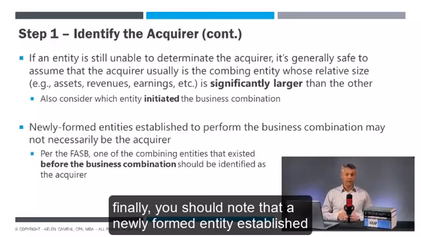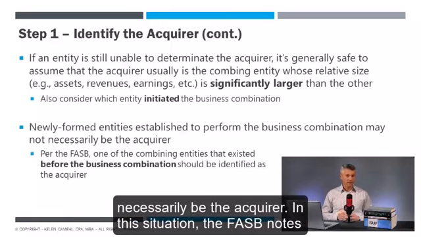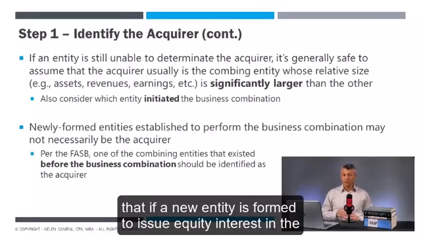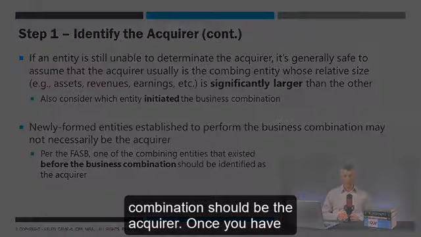And finally, you should note that a newly formed entity established for the purpose of effecting the business combination will not necessarily be the acquirer. In this situation, the FASB notes that if a new entity is formed to issue equity interest in the transaction, one of the entities that existed before the business combination should be the acquirer.